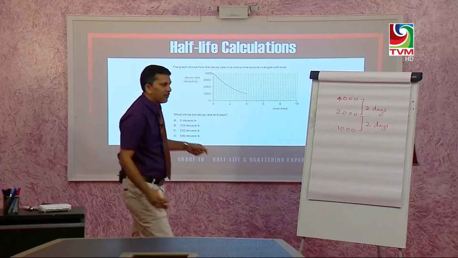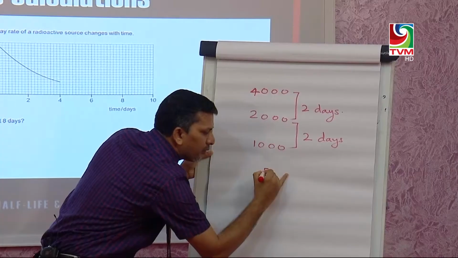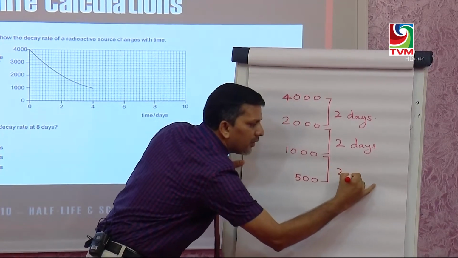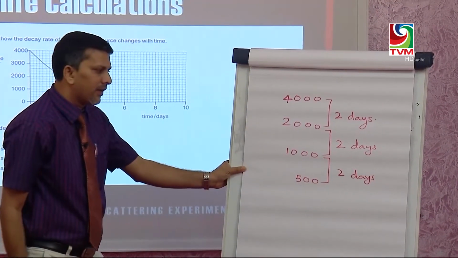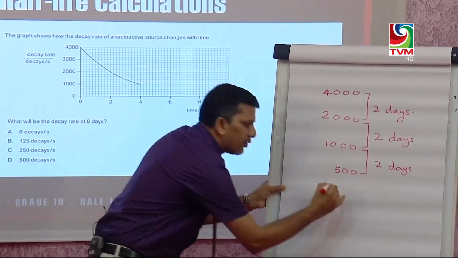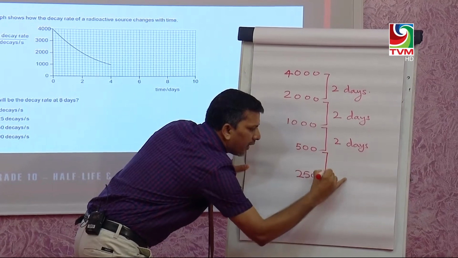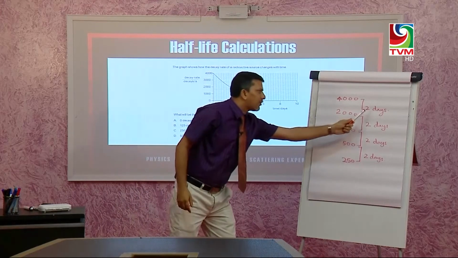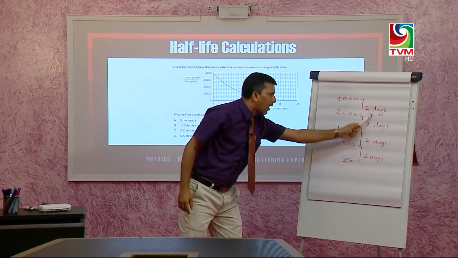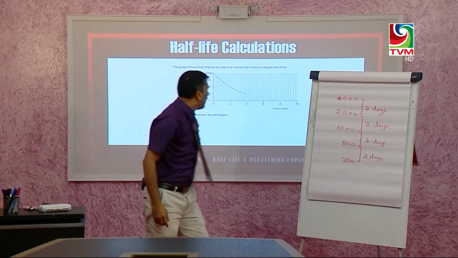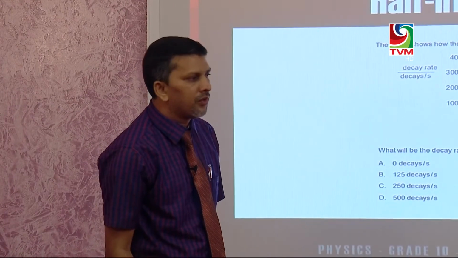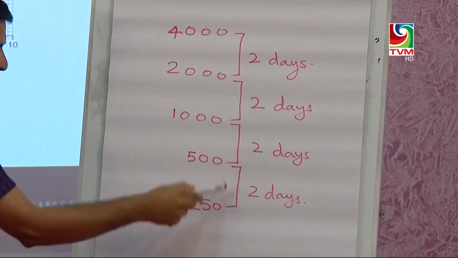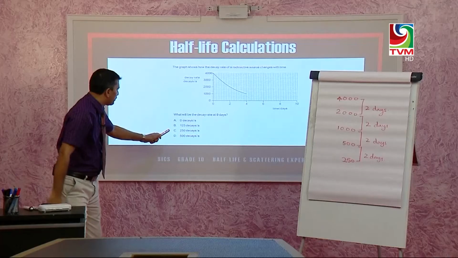The question is after 8 days. Again, we can check 1000 to 500, that is half of that. Again the half-life is 2 days, so 2 more days. Half of 500 is 250, so again 2 more days taken. Now we can check after 8 days: 2 plus 2 plus 2 plus 2. After 8 days, how much is the decay rate? So we got the answer: after 8 days it will go from 4000 to 250. The answer is 250.